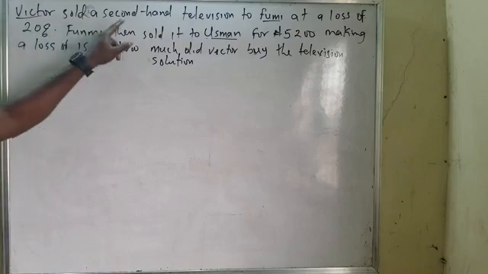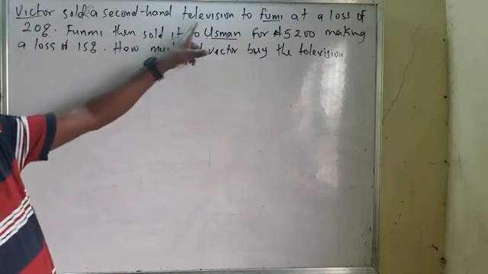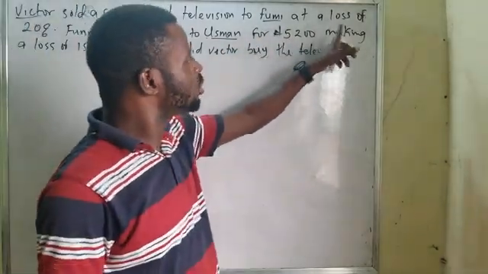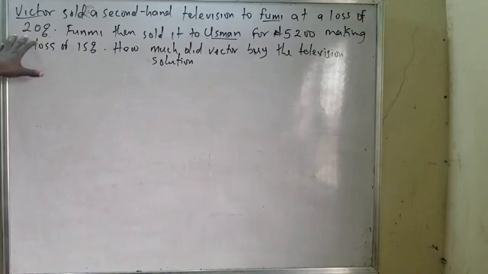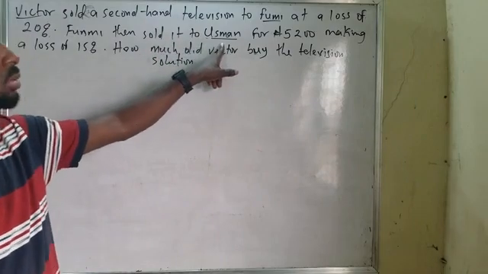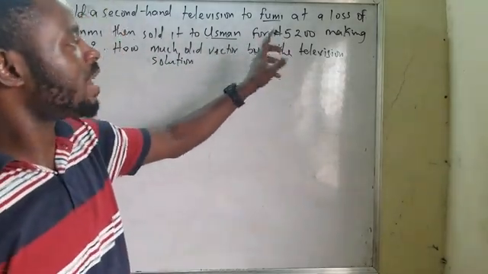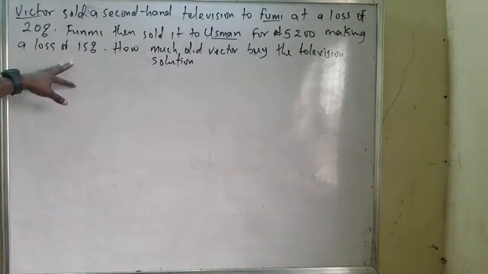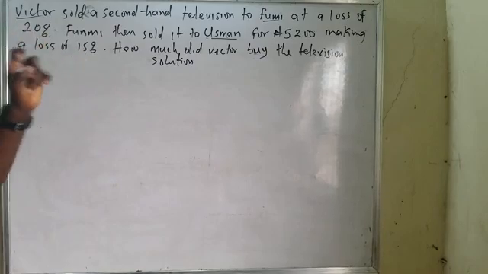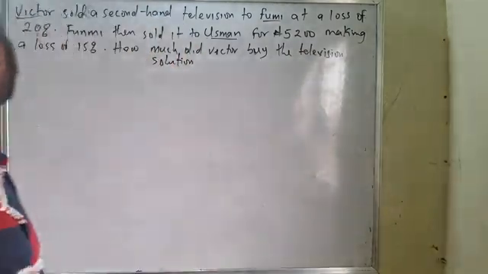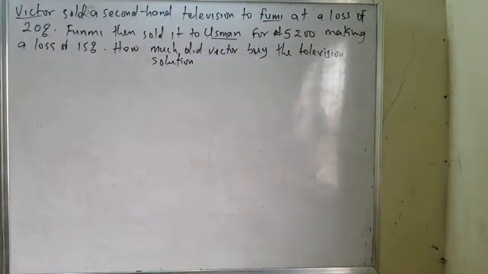Victor sold a second-hand television to Fumi, that is case 1, at a loss of 20%. Fumi then sold it to Usman for 5,200, making a loss of 15%. How much did Victor buy the television for?